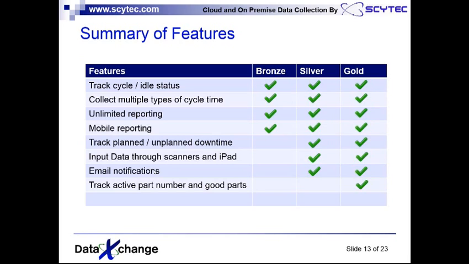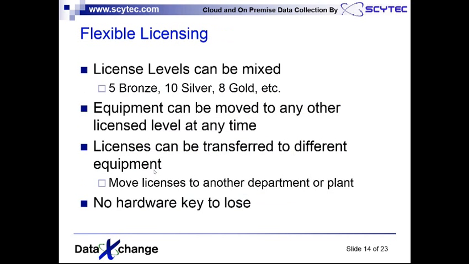So, silver adds on the ability to break down your downtimes using planned and unplanned downtimes, the data entry screens, the iPads to enter that information. The ability to trigger emails all comes with silver. And gold builds upon that and adds in the ability to do some part tracking, good part numbers and things of that sort. So new features will be adding to the different versions at all times.